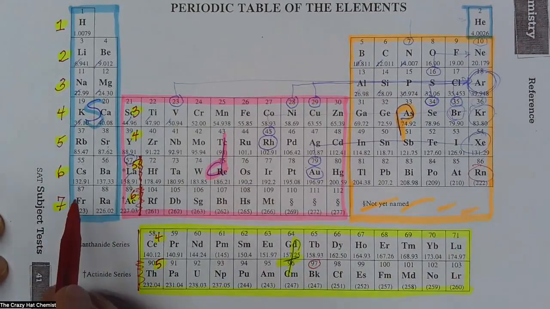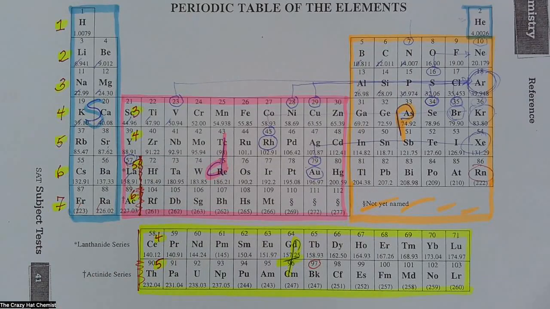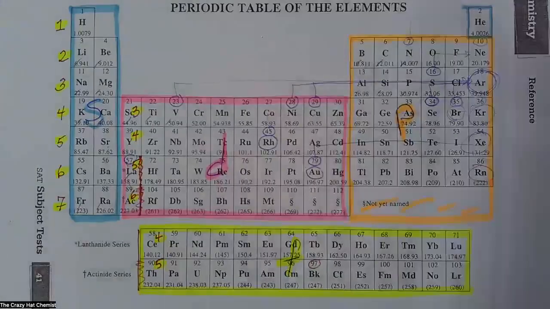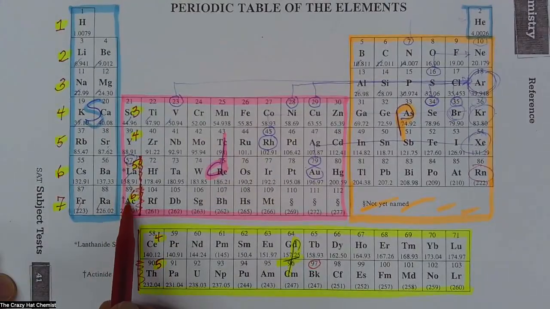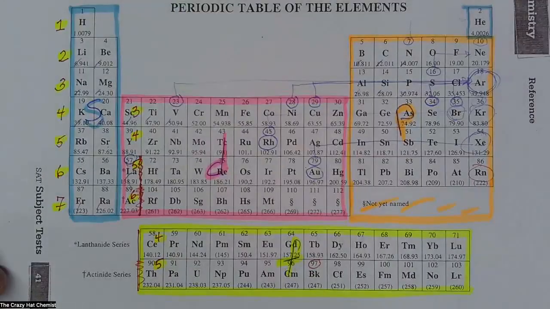So after 86, I'm going to do 87 and 88. That's a 7 and an S and a 1, 2. So 7S2, write that down. Then what we have is a 6D1. That's this element right here. That's 6D1. And then that is 89.